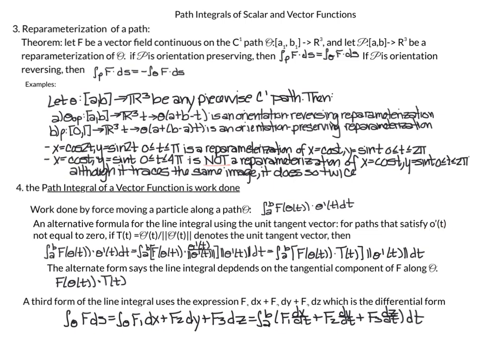So for paths that satisfy sigma prime of t not equal to 0, you can use this, but it also tells you that the integral depends on the tangential components of F. In other words, if your movement and your force are directly perpendicular, there's going to be no tangential component, and it would be equal to 0. So if you know something about the tangent or the perpendicular, or how F is in comparison to sigma, that's when this formula becomes handy. So we'll look at that on the next slide.